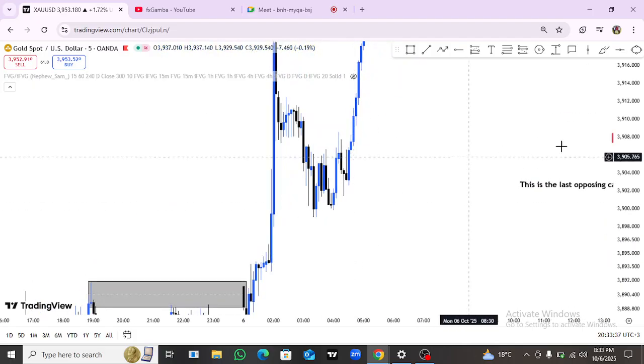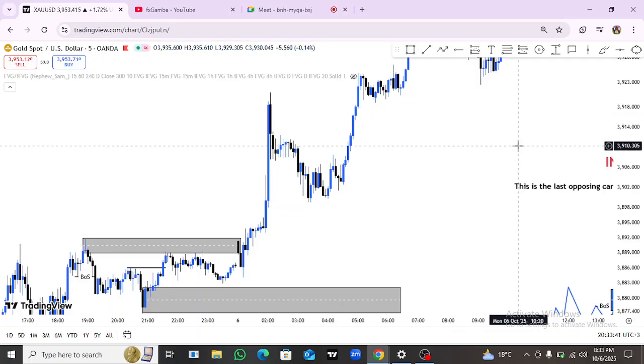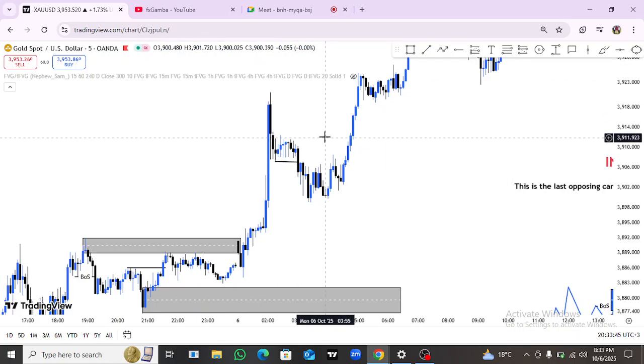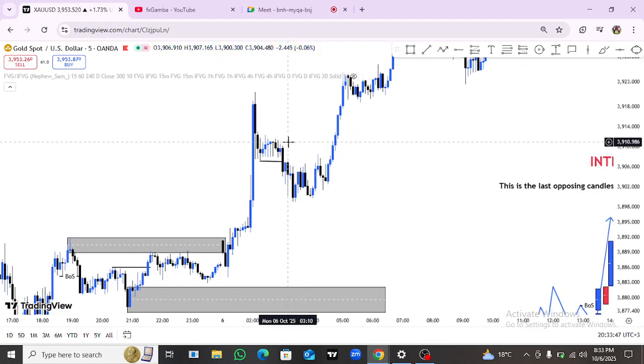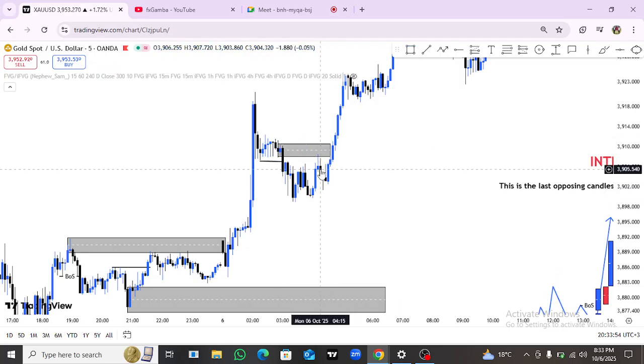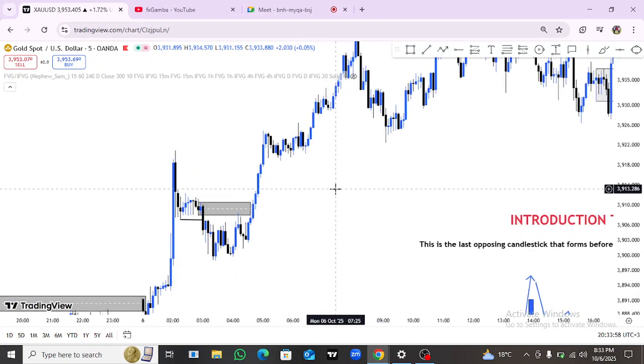Let's look again. You can see here we had this break of structure. The last candlestick that printed before the push to the low is this one. As you can see, when price came back and tapped on it, it gave us a small push to the low. Let's look at another one.